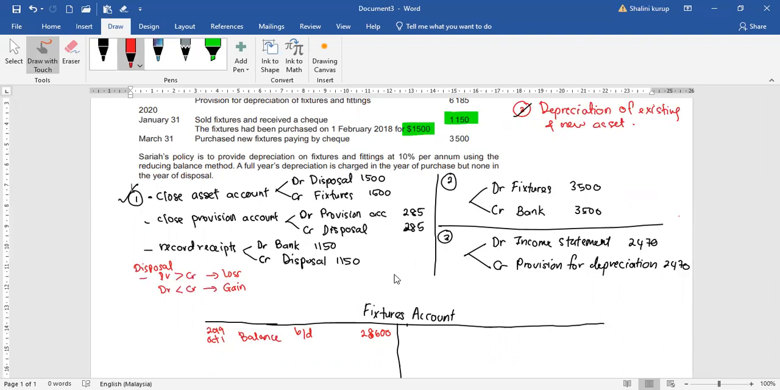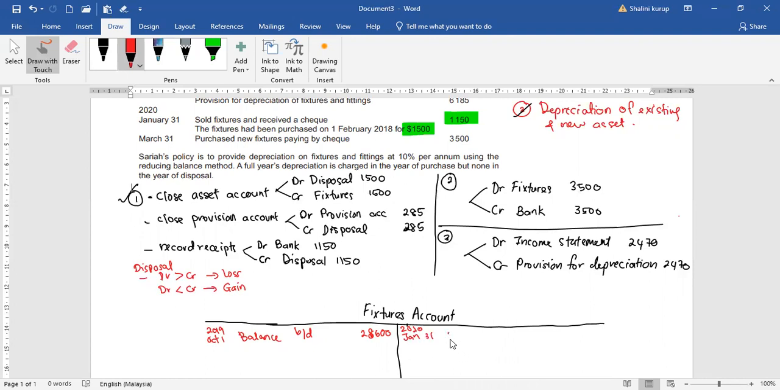So let's go to the fixtures. The fixtures account is here, and please make sure the dates are always correct. You sold this asset on 2020 January 31st, so you have to write 2020 January 31st. Remember, marks are awarded for all correct dates.